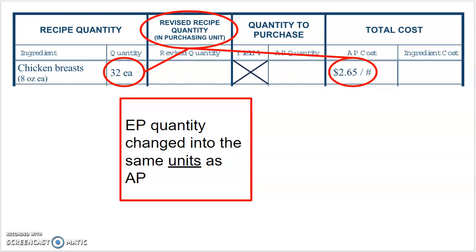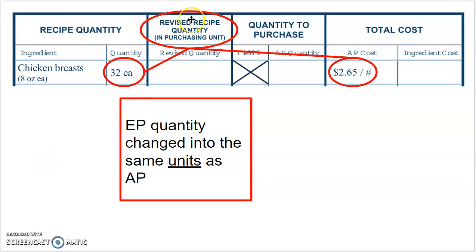The first thing is filling out that revised recipe quantity. And by the way, before I keep going, I want to make sure you know that there's nothing new in this recipe costing form. All of these calculations that we're about to do, you've done before. It's just that you've done them separately. Now we're bringing everything together, but there are no new calculations here.